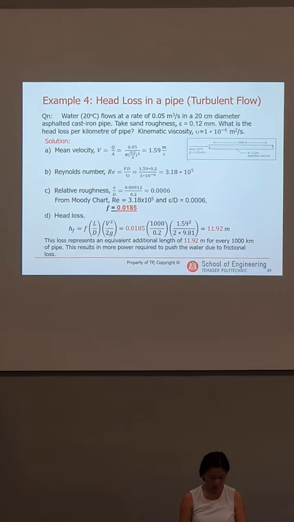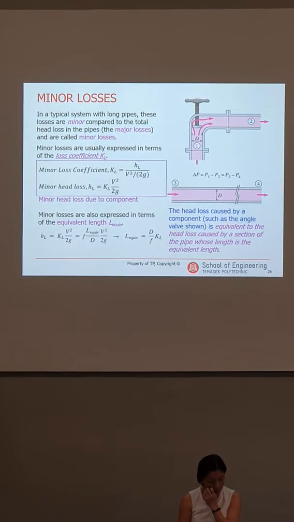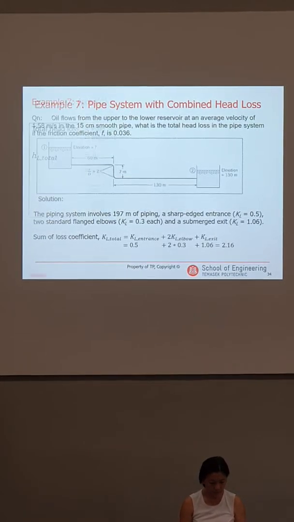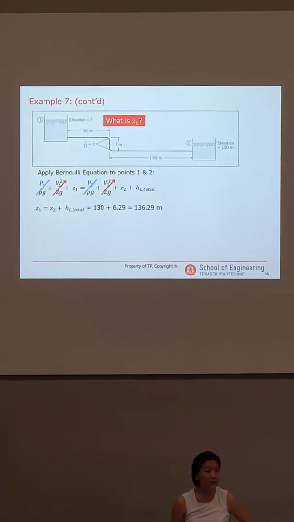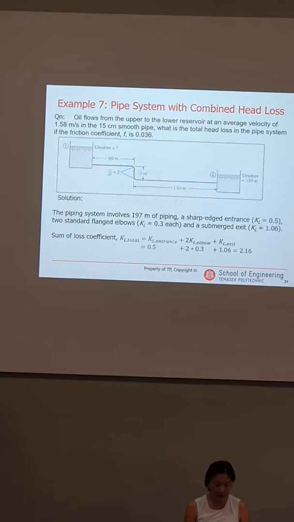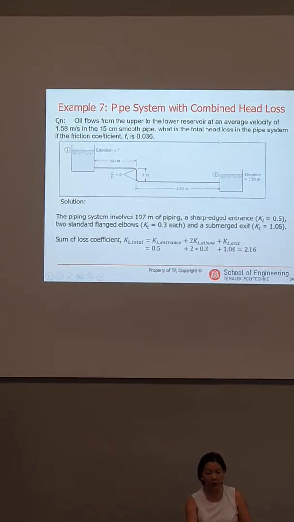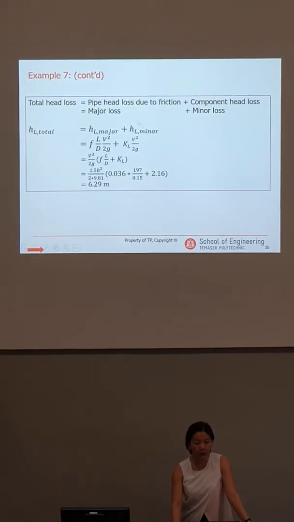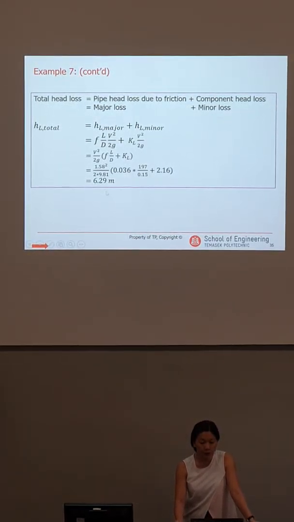Continue. I don't need all this. And minor loss, we went through already. Okay. This one here. Remember this? This was example 7. So in example 7, we were supposed to calculate the total head loss. Total head loss is simply equal to the major loss plus the minor loss. So you just have to do all the substitution.